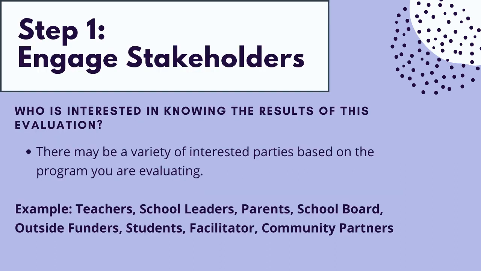The first step is to engage our stakeholders. So who is a stakeholder? A stakeholder is someone who's interested in knowing the results of this evaluation, and this will be different depending on what program is running. There might be a variety of different interested parties based on the program you're evaluating. So for this 6th grade group, this girls' social skills program that's being run, who might be some stakeholders?